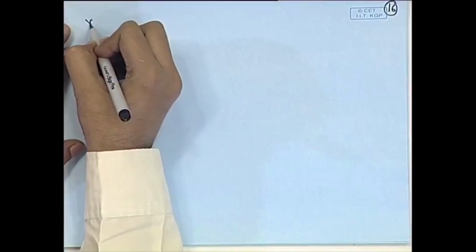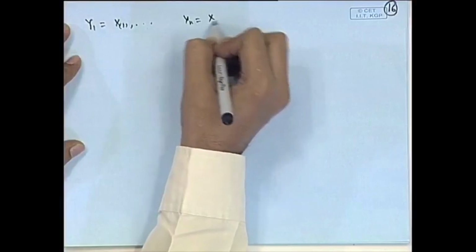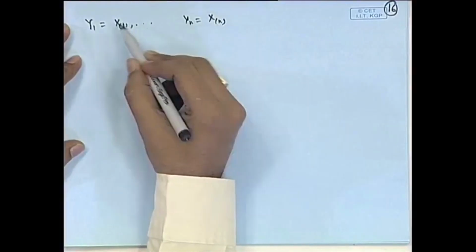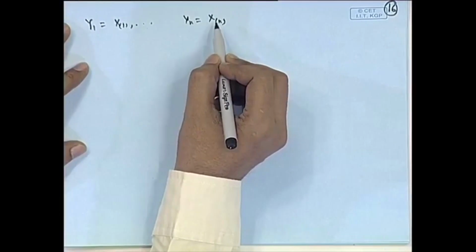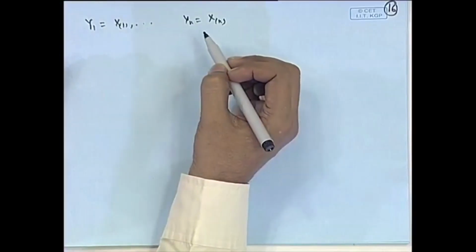So, here the function is Y1 equal to X(1), ..., Yn equal to X(n). Now, this is a transformation from R^n to R^n, but it is a many-one transformation. In fact, n factorial combinations of X1, X2, ..., Xn give the same values of Y1, Y2, ..., Yn. Let us consider, say, n equal to 2. Suppose I say X1 is equal to 1, X2 is equal to 1.5, then Y1 will be 1, Y2 will be 1.5.